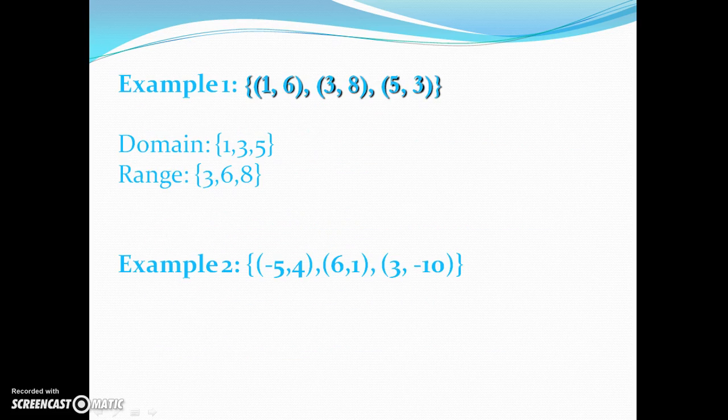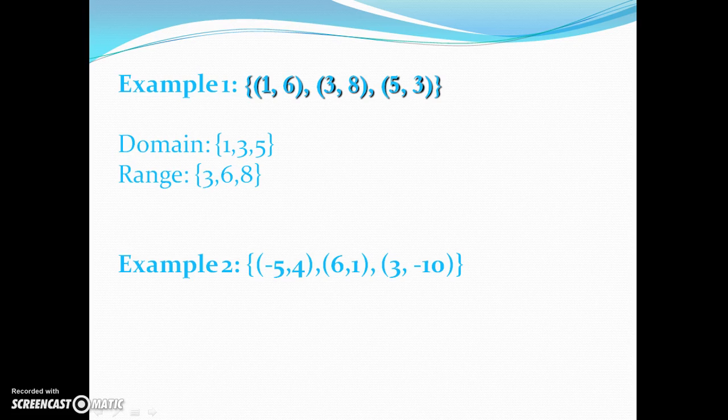Alright, so let's look at an example of 3 coordinate points. You're given coordinates (1, 6), (3, 8), and (5, 3). These are just 3 random points on a graph. So the domain is the set of all the x values. Here we're using set notation, and the set is {1, 3, 5} because those are the x values in the set. And the range is {3, 6, 8}, which is the list of all the y coordinates in that set.